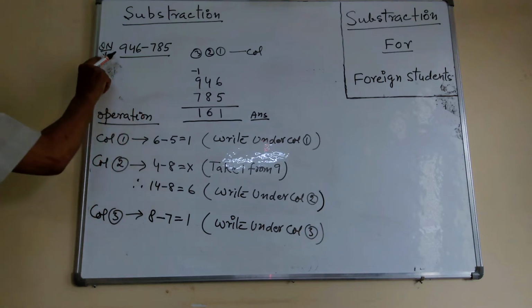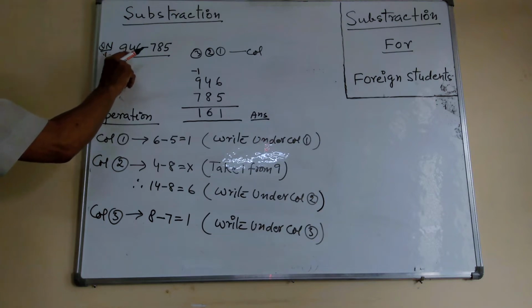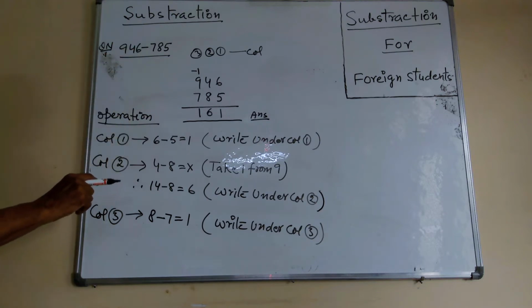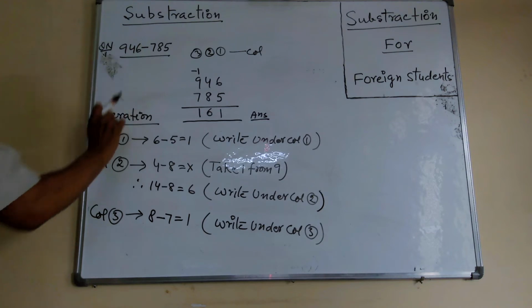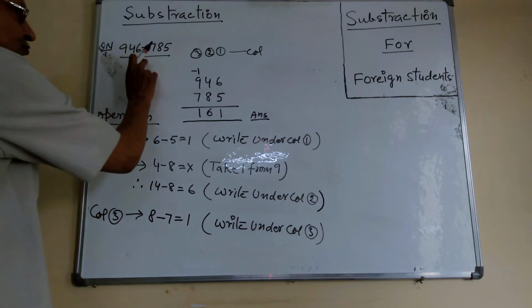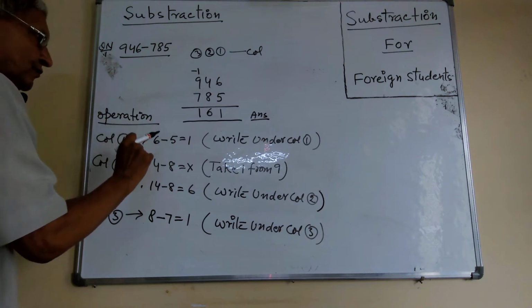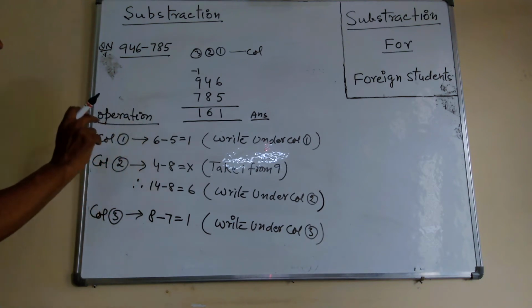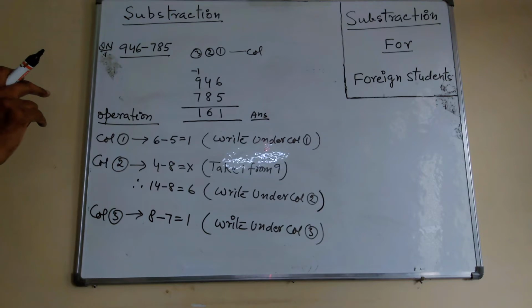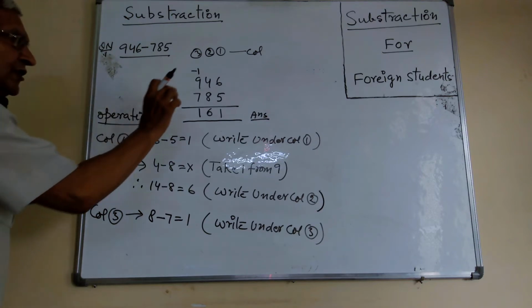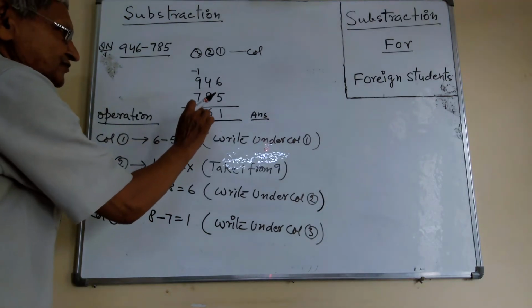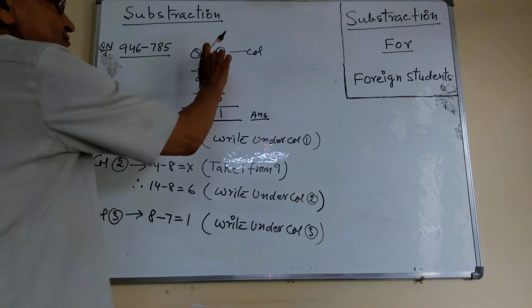See here. Question number first. 946 minus 485. We have to subtract these two terms. Write down these two terms in vertical form. Now, we have to make the operation on these columns. So mention these columns above this question.